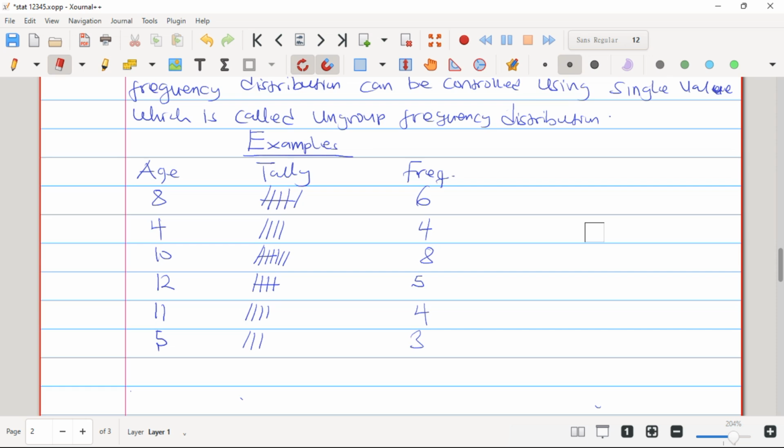In our next video, we are going to learn how to construct a categorical frequency distribution, an ungrouped frequency distribution, and then a grouped frequency distribution.